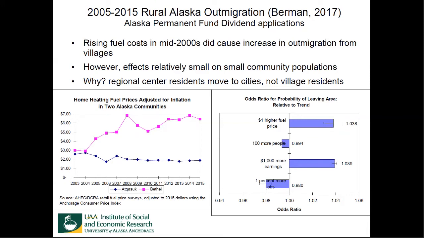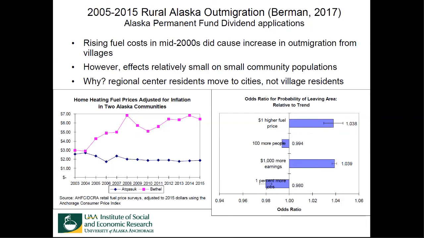And we did this study, and we were looking at the question of fuel costs, which, as you know, rose nationally in the mid-2000s. In rural Alaska, this is a huge cost of living problem because it's cold. People have heating oil for their homes, and they need gasoline for motorboats and snow machines, and it's a very large part of the cost of living.